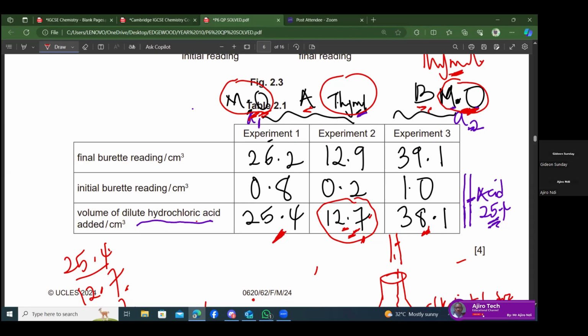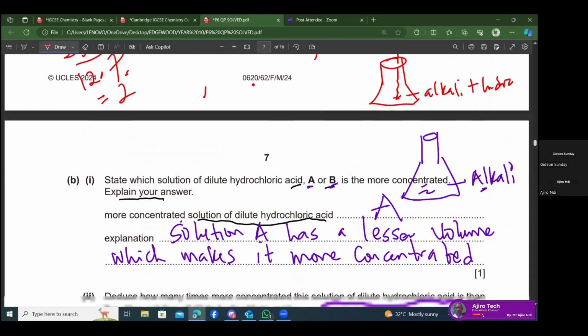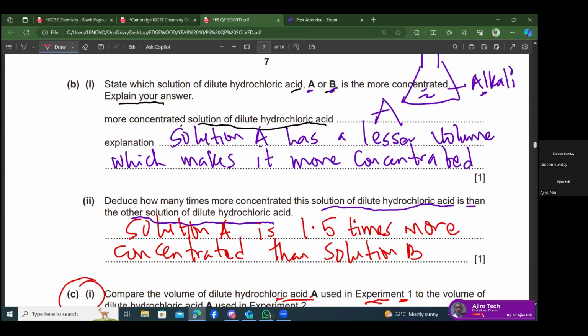So the answer to this is that the most concentrated is the one with the lesser volume. Because it is concentrated, it needed a lesser volume to reach the endpoint. So that is why we said A is the most concentrated. If you have a question like this, look for the lesser value. The lesser value simply means it is more concentrated, because you don't have to add as much of it to achieve the neutral point or the endpoint. So we said A is the most concentrated.